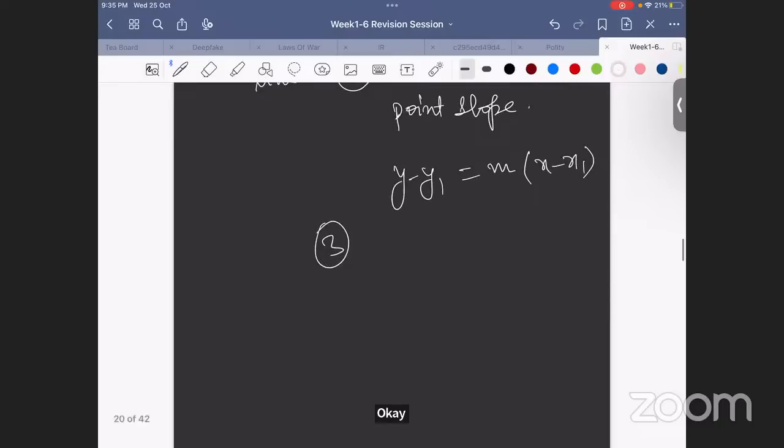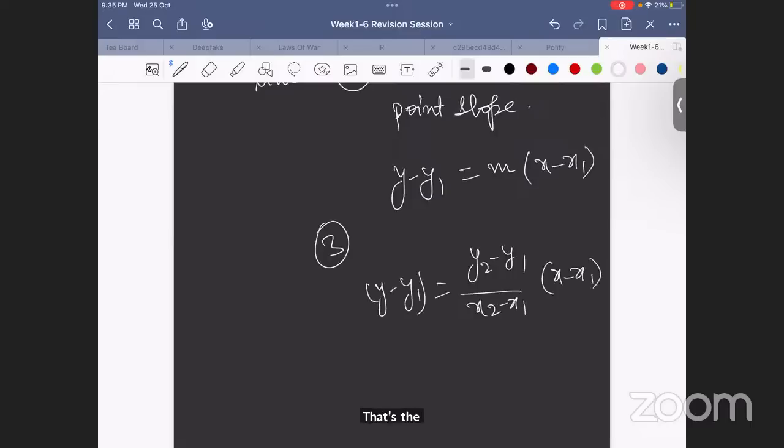Two-point form: how will you write the two-point form? y minus y1 divided by x minus x1 equals y2 minus y1 divided by x2 minus x1. We can just put the value of m in the point slope form. Correct. We have just put the value of m in the point slope form.